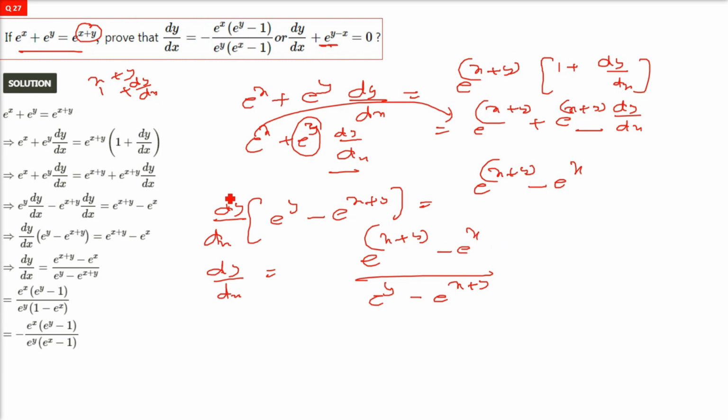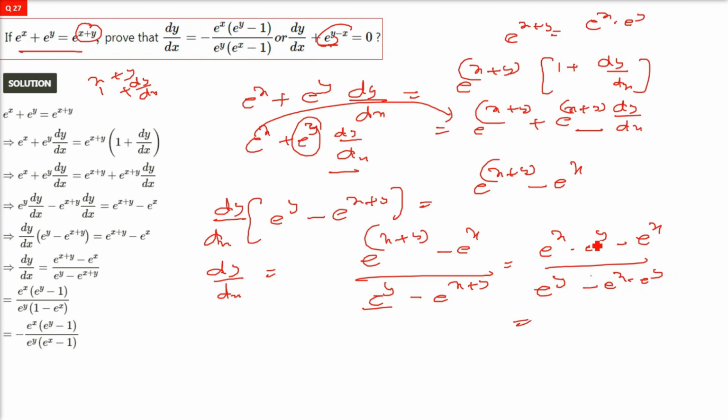This is simple. You see, e to the power (x plus y) is simply written as e to the power x into e to the power y, because if the base is the same, the powers get added. So e to the power (x plus y) is e to the power x into e to the power y. So e to the power x into e to the power y minus e to the power x, e raised y minus, here also e raised x into e raised y. Now e raised x you can take common, it will be 1 minus e to the power y, minus 1, e to the power y from the denominator, 1 minus e to the power x.